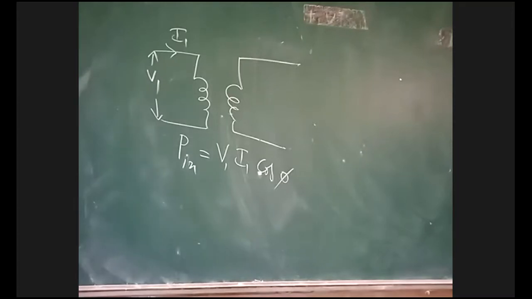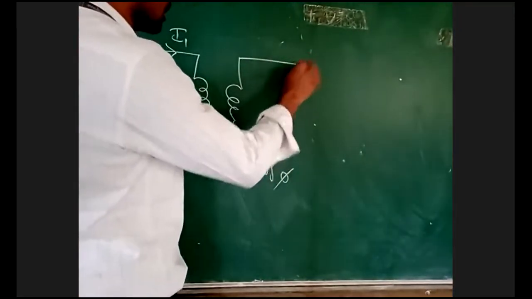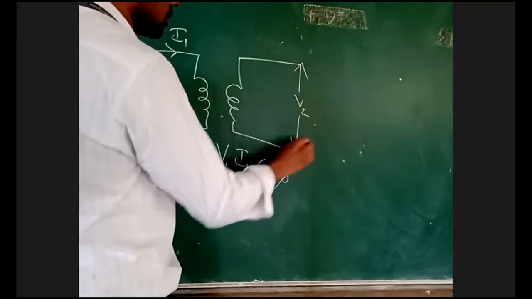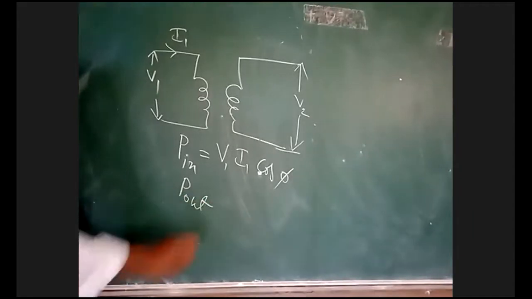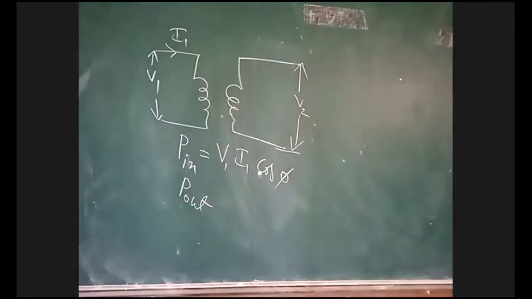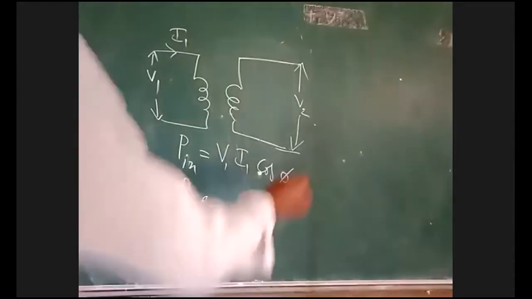Next, here the output power is P out. In between input and output, what is there? Losses will be there in between input and output. What type of losses are there? Copper loss and iron loss.